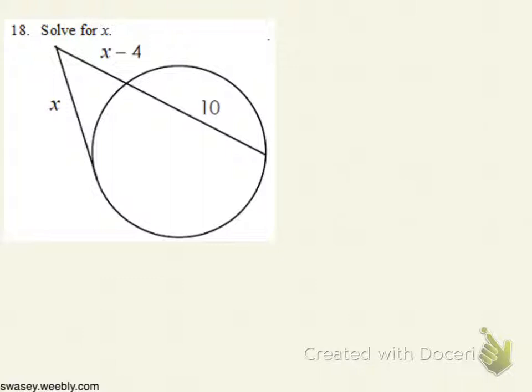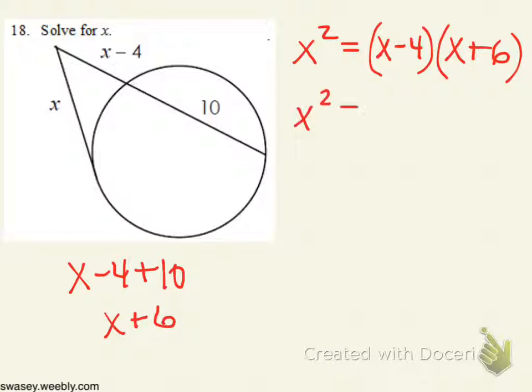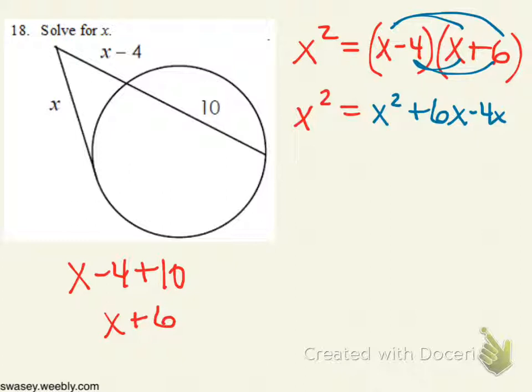Here we've got a tangent segment. Tangent segment squared is equal to the external times the full. So x minus 4 plus 10, that's x plus 6. External times the full. So on the right hand side we've got a binomial times a binomial. So we can follow that first times first, x times x, x squared. Or you could say distribute twice. X times 6 is 6x. And then negative 4 times x, negative 4x, and negative 4 times 6, negative 24.